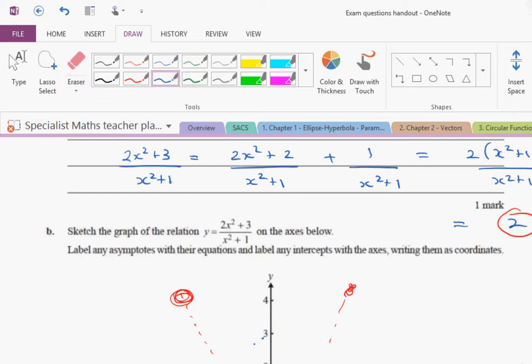All right, so we've got this. It's clearly a turning point, and we've got the point (0, 3). So once again, you get 1 for the shape, 1 for this turning point, and 1 for the asymptote. All right, I'm going to pause the video and give you another question.